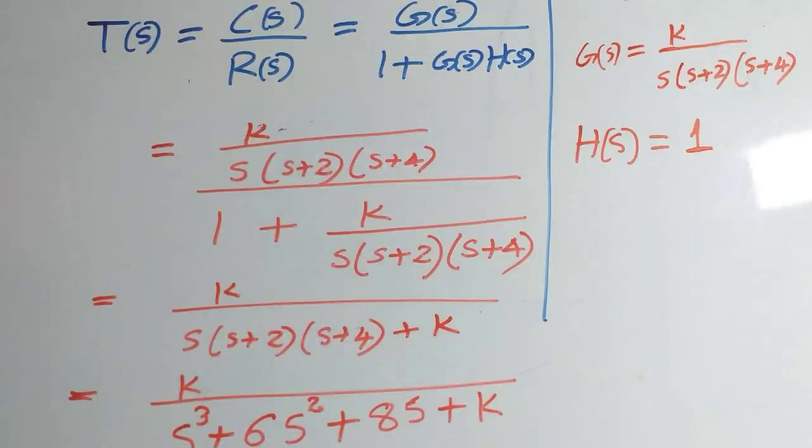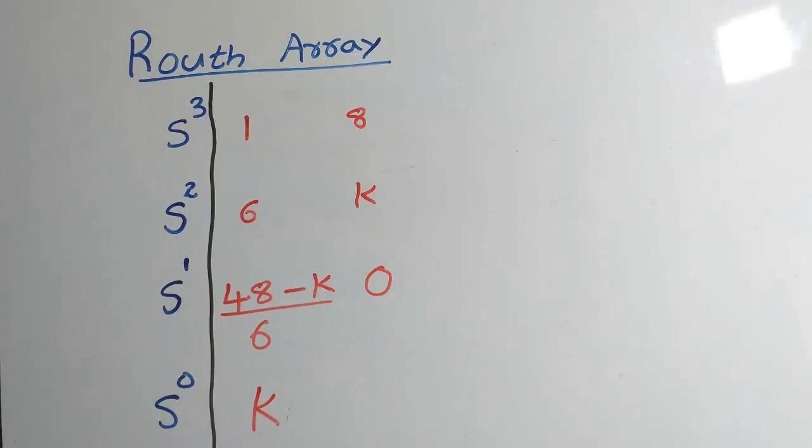Here the feed forward transfer function G(s) is equal to K divided by s(s plus 2)(s plus 4), and it is a unity feedback system, so H(s) is equal to 1, and the closed loop transfer function is equal to K divided by (s cube plus 6s square plus 8s plus K), from which we can obtain the characteristic equation. From the characteristic equation, we formed Routh array.